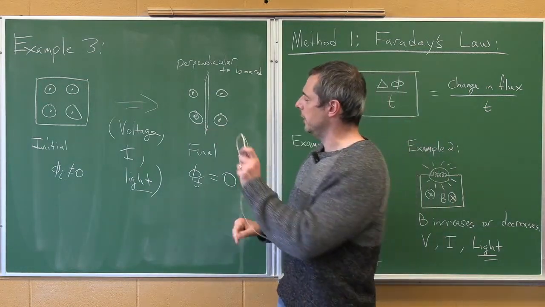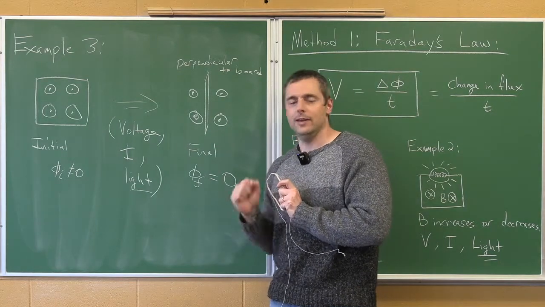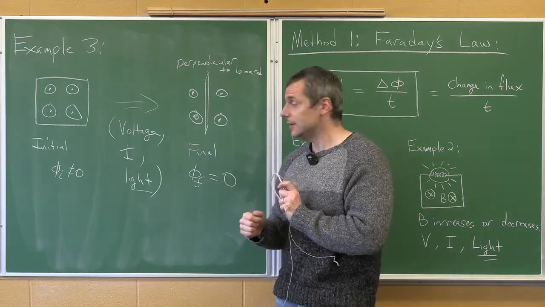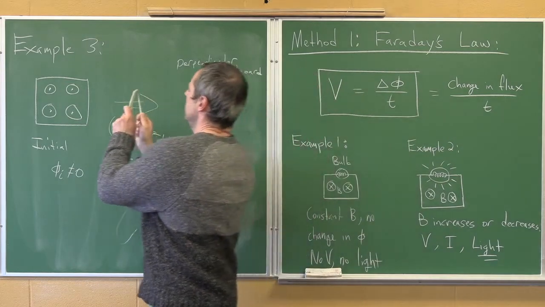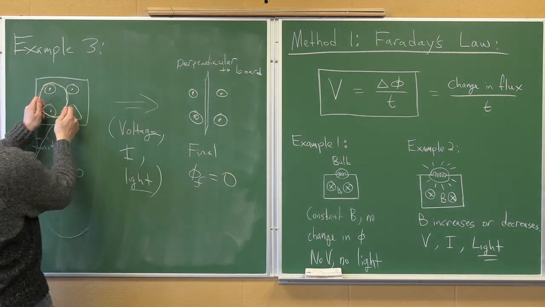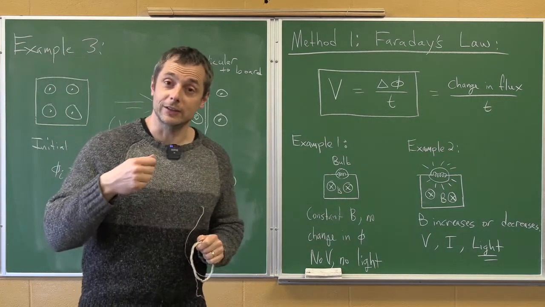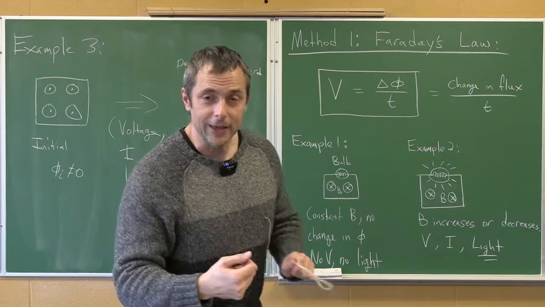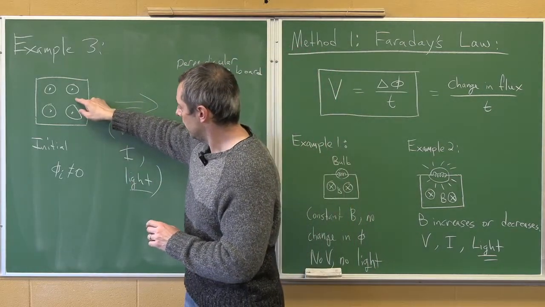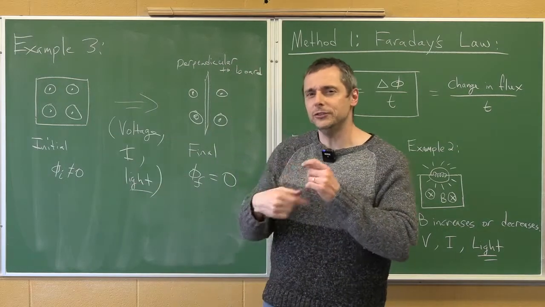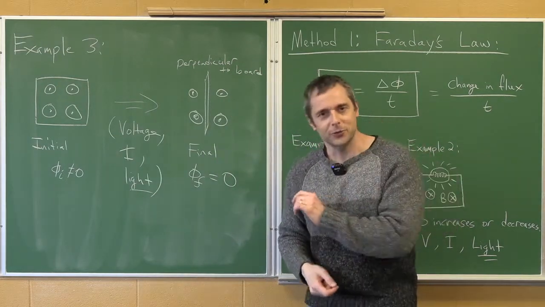Once you get it to this point and then you stop, and then the flux stays 0, then you have no current. If we started here and then turned it like this, then we would have the current, the light, the voltage again, because while we went from 0 flux to some flux, during that change, that's also a change, also a voltage, also a current.